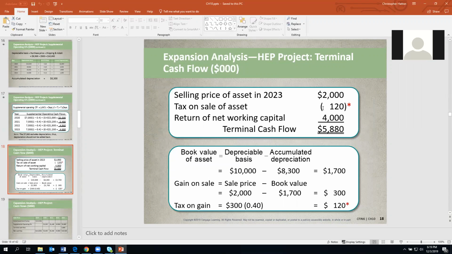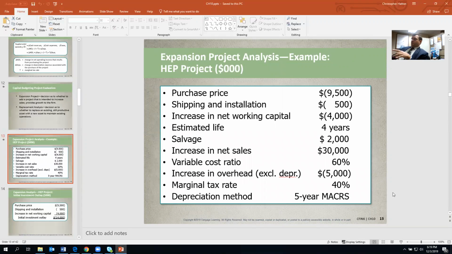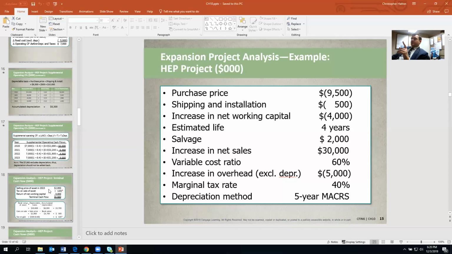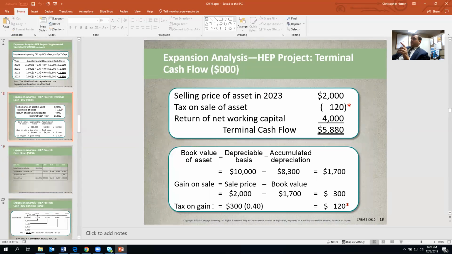Taxes on sale of the asset. So that's, let's see here. Tax rate was 40%. Marginal tax rate is 40%. And then you multiply your salvage by 1 minus the tax rate. It's always what you keep. So 60% times 2,000. I mean, yeah, let's see here. Oh, my bad, tax on gain.